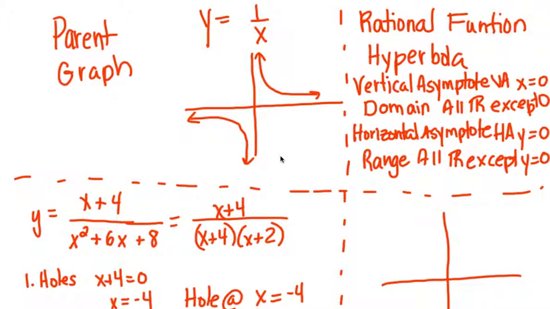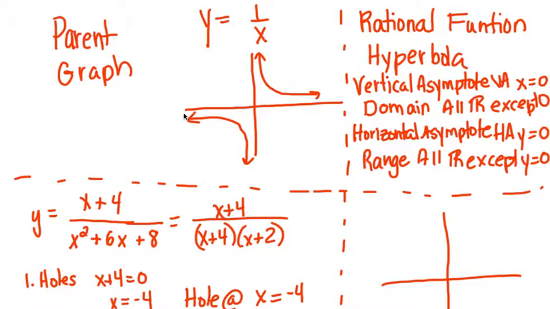I want you to follow along with me as we look at this, okay? So you wrote this in the top left corner. This is your parent graph of a rational function. So we have y equals 1 over x, a rational function that graphs as a hyperbola. There's a vertical asymptote at x equals 0, which is this line, and a domain of all real numbers except x equals 0, which we went over yesterday in class.